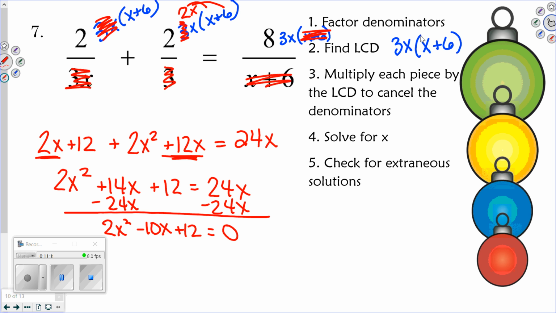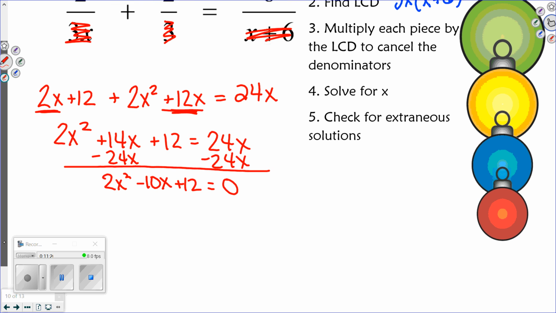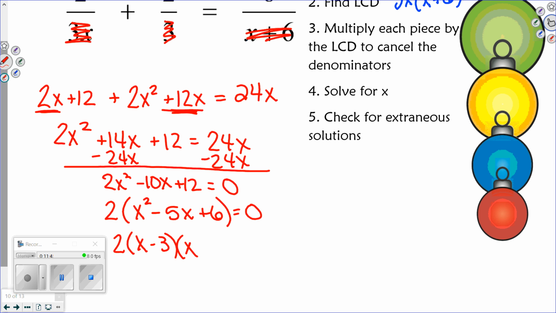Now we set it equal to 0 so that we can factor. How does that factor? There is a GCF here. Yep, so let's take out the 2. And it's the lovely 6-5 combo. We got to be careful on our signs. They're both negative. Good. So it's going to have to be x minus 3 and x minus 2, since they both have to be negative. Good. X equals 3 and 2.